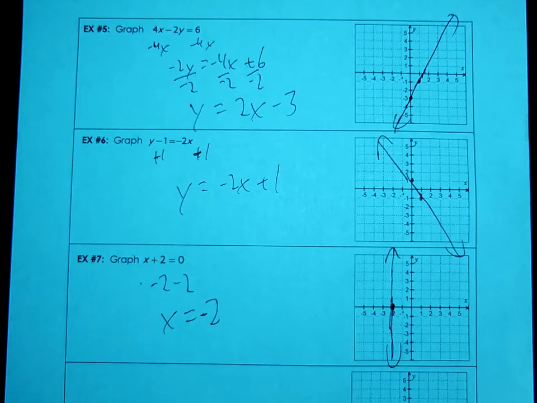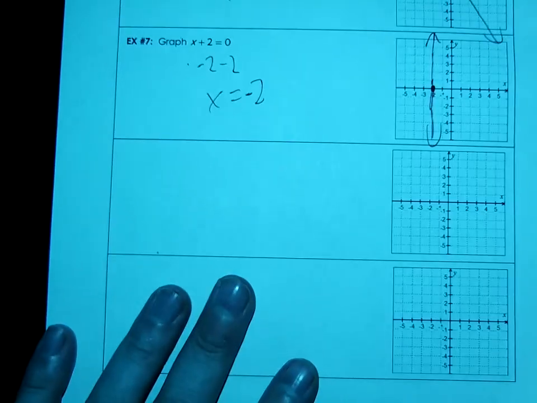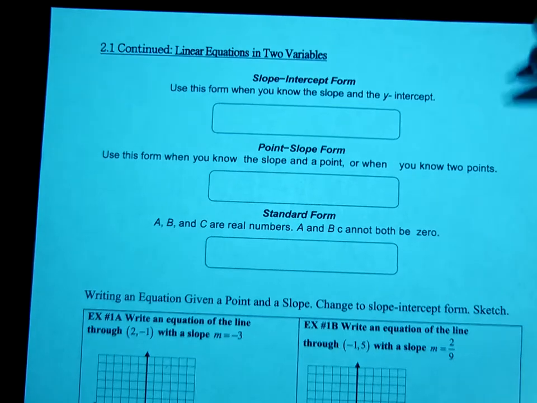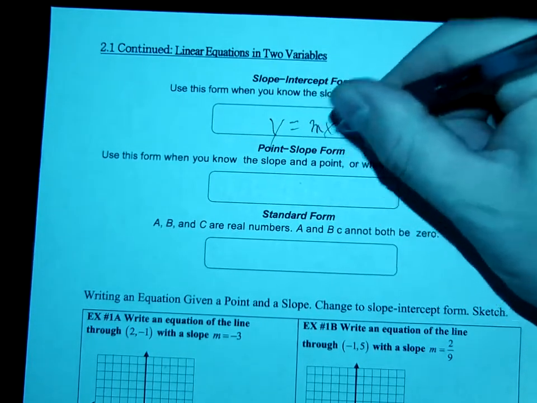Alright, so there's page 56. These two on the bottom are just extra graphs that we could do in class, but since we're not in class, we do them. Next thing here, slope-intercept form. Use this form when you know the slope and the y-intercept. Yep, y equals mx plus b.